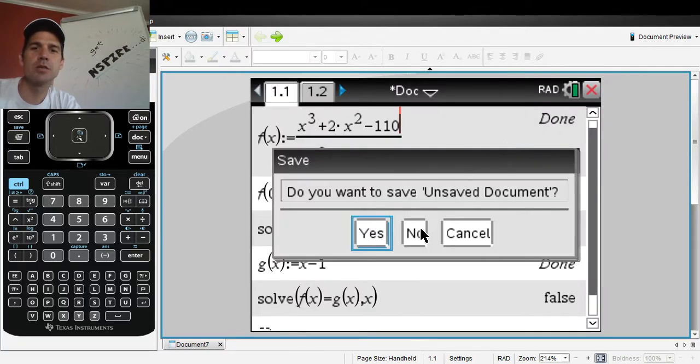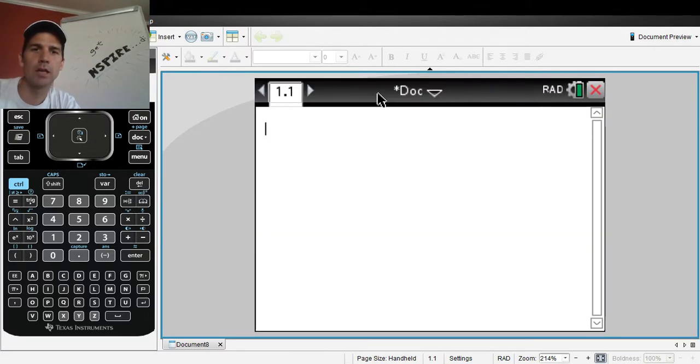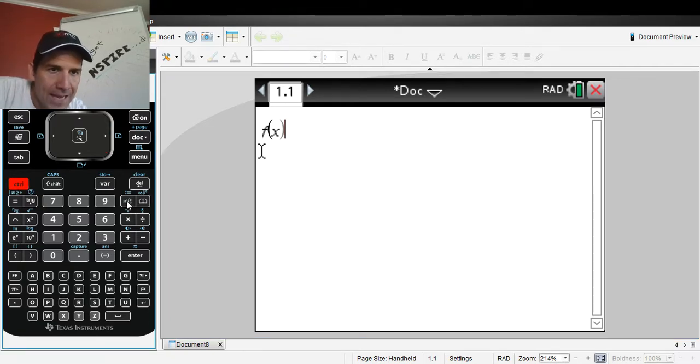New document. Don't want to save the old one. Calculator. Want to define a function. So again, how do you define a function? Let's define f of x. You hit the control magic button that pulls up the colon equal sign.